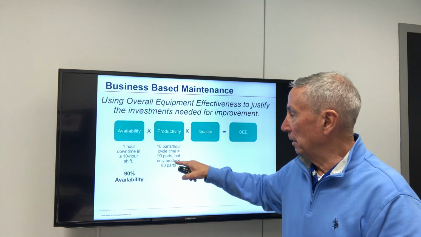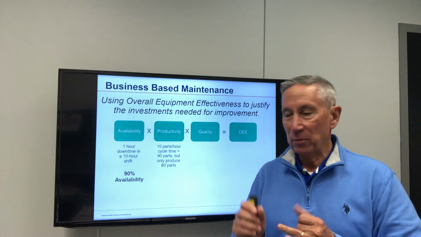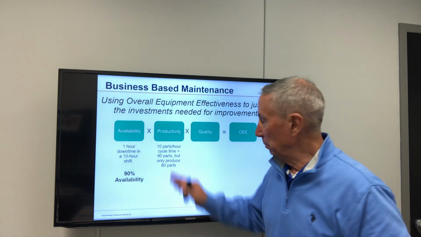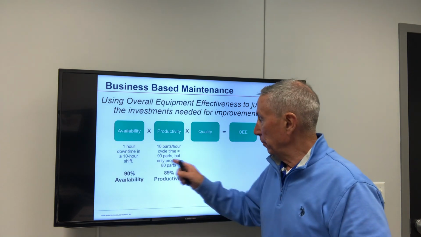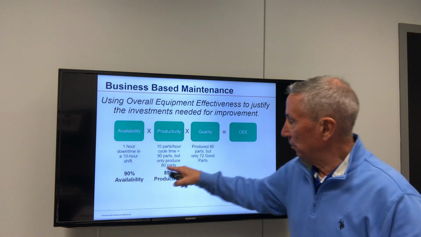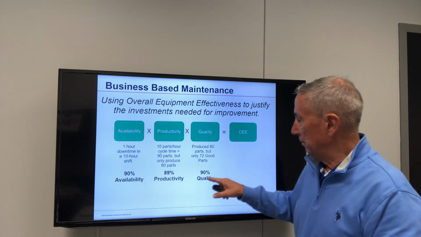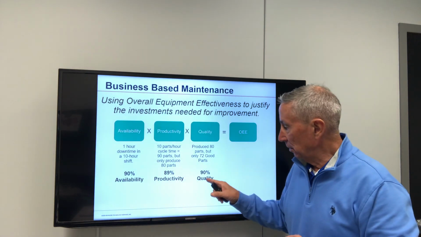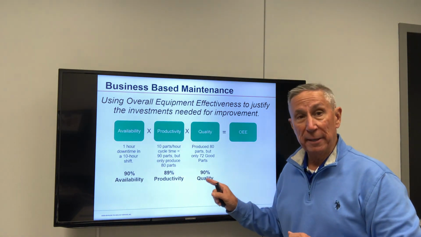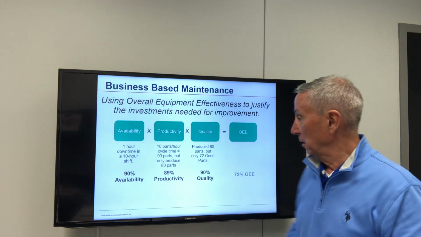So I should run 90 parts, but I only produce 80 because I've got micro stops, I've got setups, operating problems, whatever. But I don't get them all through, so my productivity is really 89%. And then of the 80 parts I produced, only 72 of them were good, right? So that gives me a 90% quality rating. Now, that's a little bit low. Most of the time manufacturers are a little higher. But these numbers would not be atypical, right?